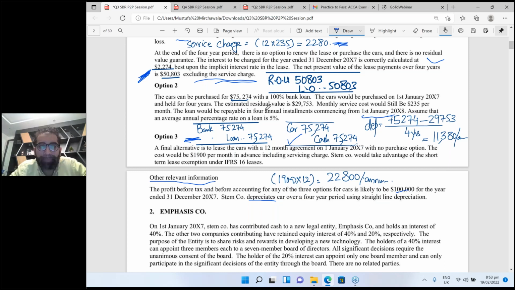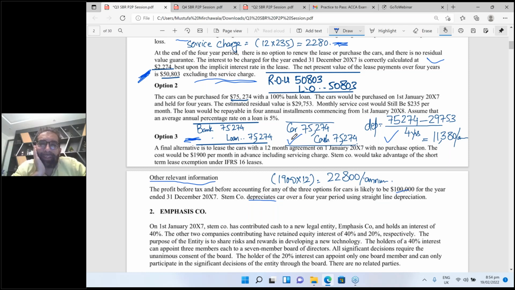Okay, now, so first of all, you've got the bank loan, then you bought the car, and now let's simply depreciate the car. How will you depreciate the car, students? Cost less residual value divided by life. So this will be 11380 per annum.